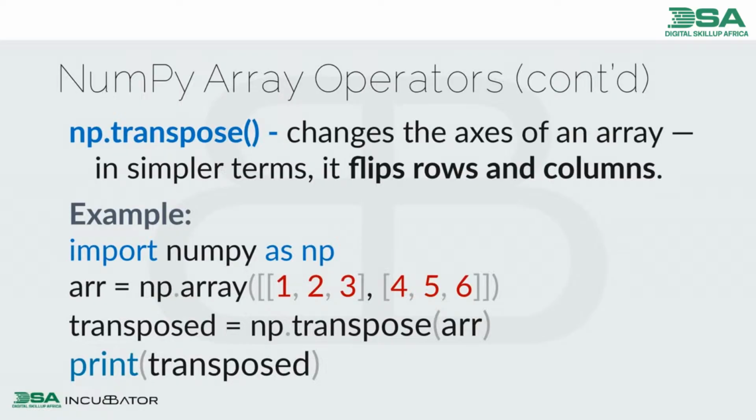Then you can see transpose. So it changes the axis of the array. It flips the row for column. That's all it does here. It transposes. When you say transpose, you change the form.